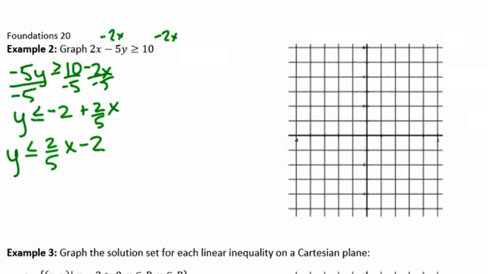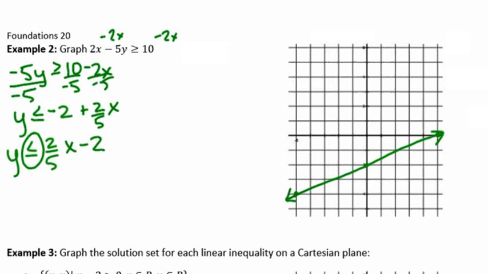So let's plot our y-intercept as -2. I'm going to go up 2 over 5. Now I need to decide again, looking at our inequality, am I going to draw a solid line through these points or a dotted line? I have an equal sign in my inequality, so that is solid. Solid straight line through those points with arrows on the end.